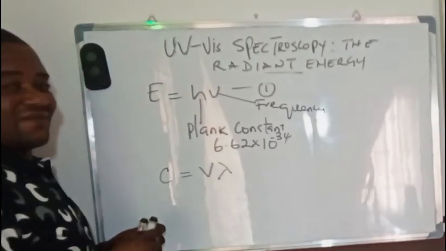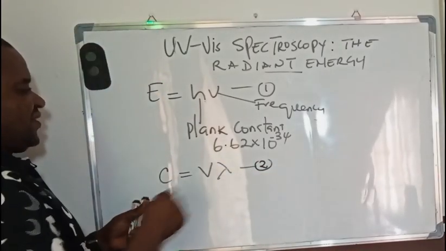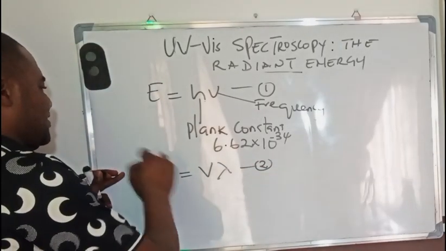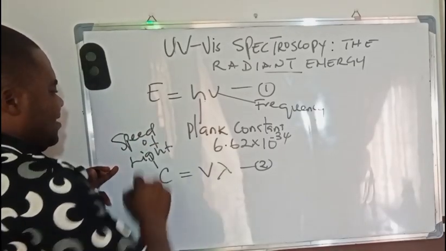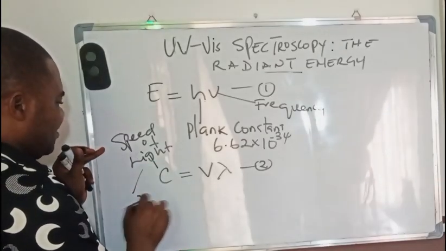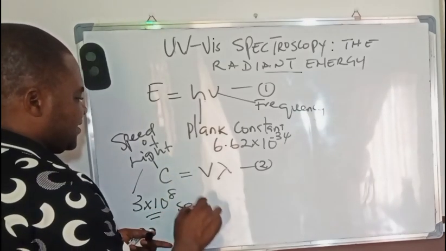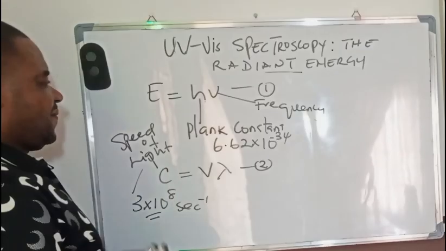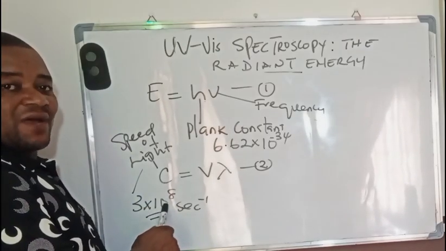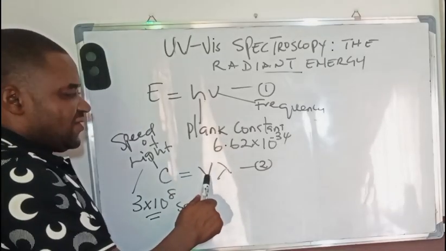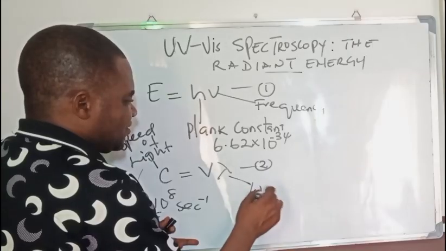Now there's an equation of this form that says c is equal to ν times λ, where of course c is your speed of light. Speed of light is always given as 3 times 10 raised to the power 8 per second. That is the speed of light. And this is your frequency, while this λ is your wavelength.